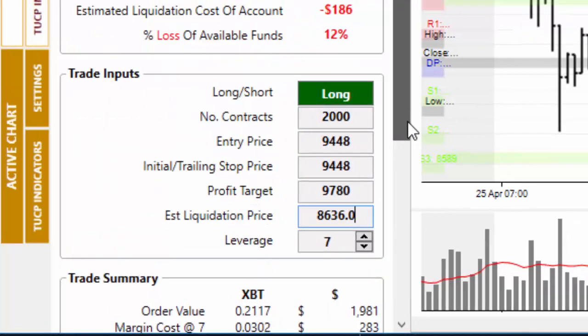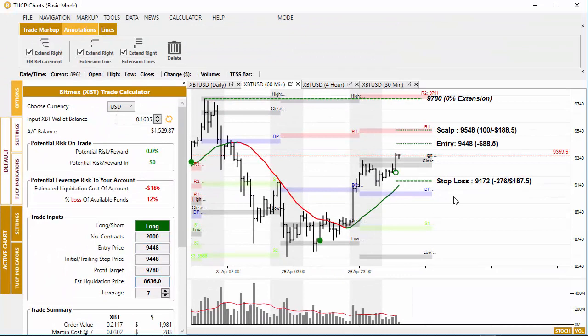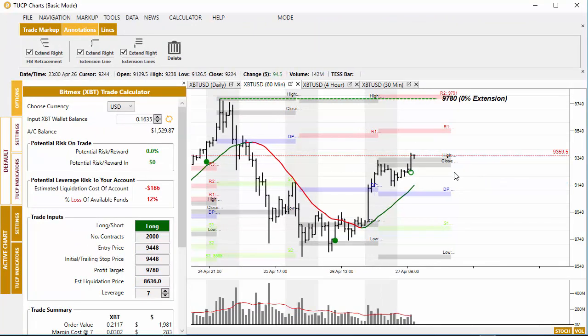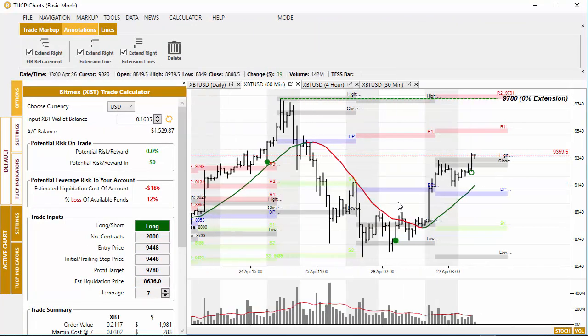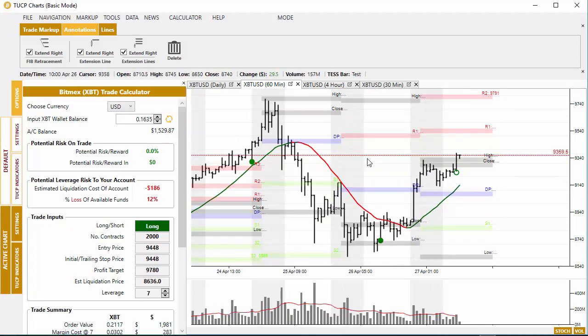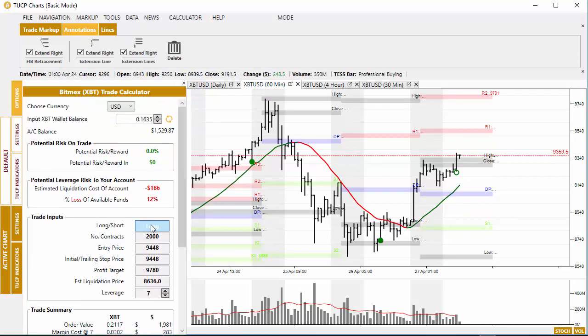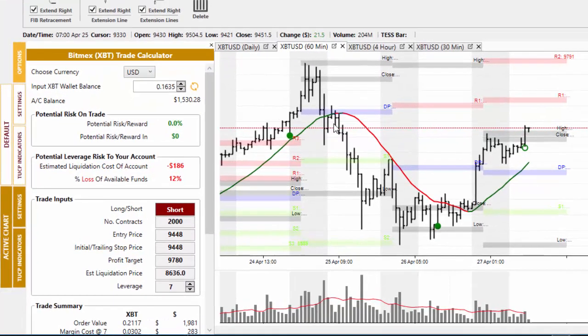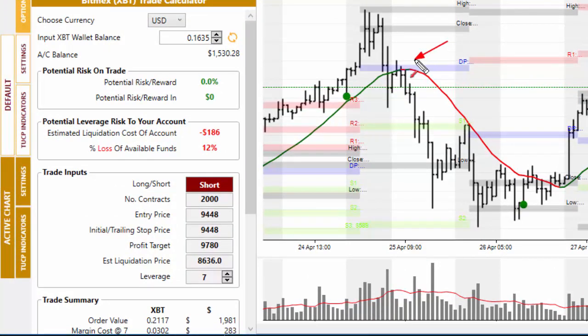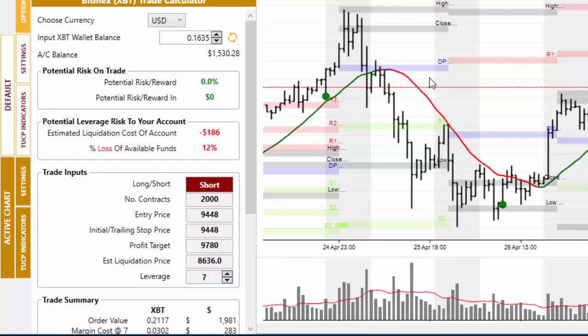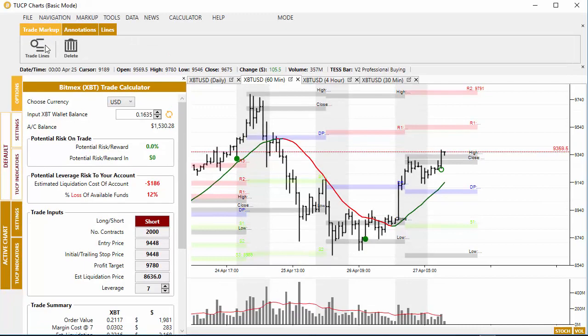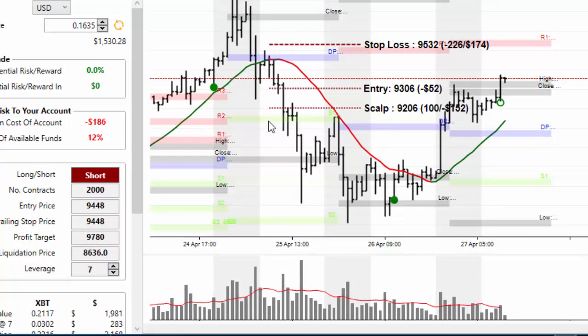Okay, so that's the calculator going through step by step. For example, let's just say we were going to go short. So the first thing I'm going to do is to click short there. And we can see that we've got some resistance here at this daily pivot, and it's closed below it as well. You can see that it's closed below and think, well, okay, let's go short. So I can mark up a trade without having to wait for the software.